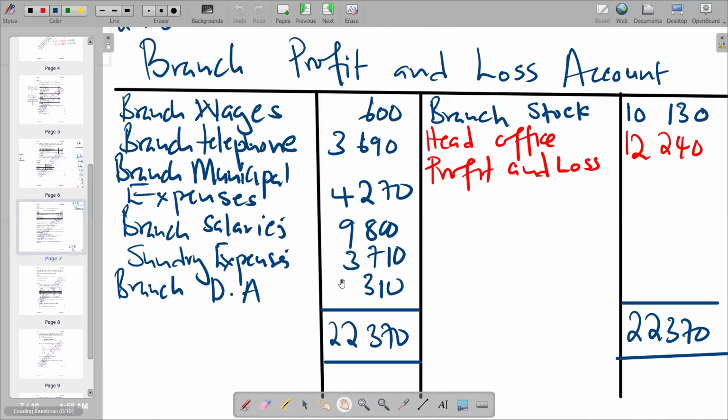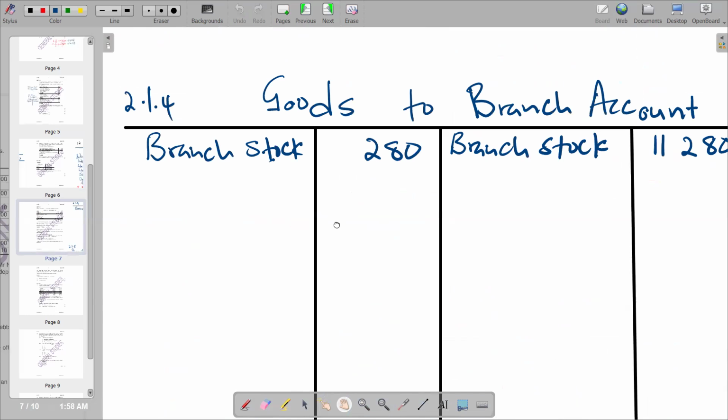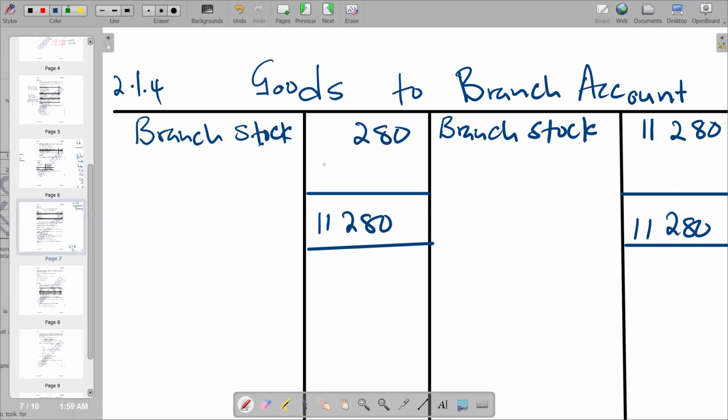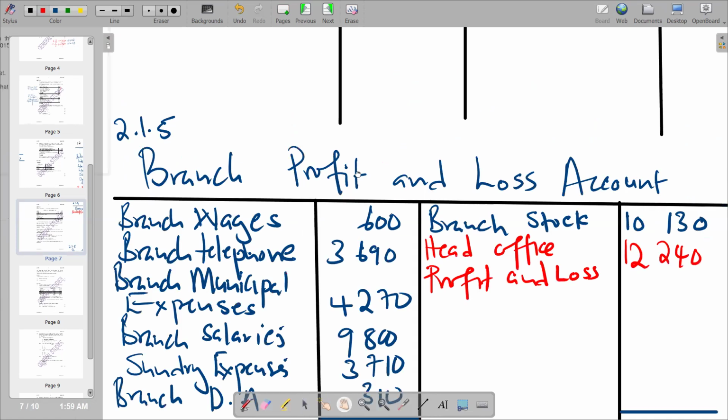Obviously, it's now our goods to branch account. So on our goods to branch account, any balancing figure that we have has to be transferred to the head office trading account. We take note of that. So we can put our double lines. We only have two entries, one on the credit. So by mere looking, you can see that the credit side is 11,280 minus 280, then you are going to get a balancing figure back to head office trading account. Head office trading. So this is one thing. Remember, we've already finished in terms of branch profit and loss.